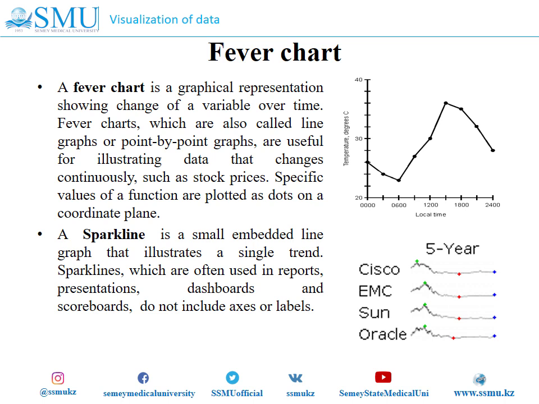A fever chart is a graphical representation showing change of a variable over time. Fever charts, which are also called line graphs or point-by-point graphs, are useful for illustrating data that changes continuously, such as stock prices. Specific values of a function are plotted as dots on a coordinate plane. A sparkline is a small embedded line graph that illustrates a single trend. Sparklines, which are often used in reports, presentations, dashboards, and scoreboards, do not include axes or labels.